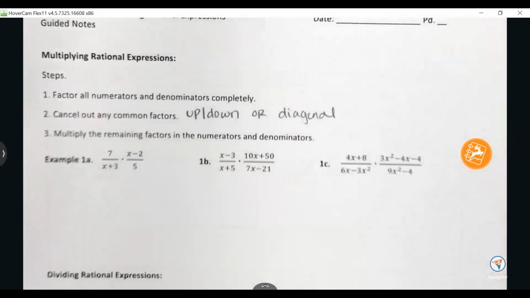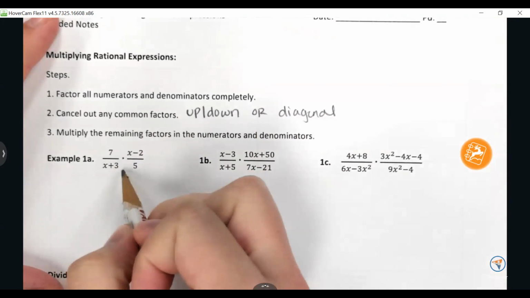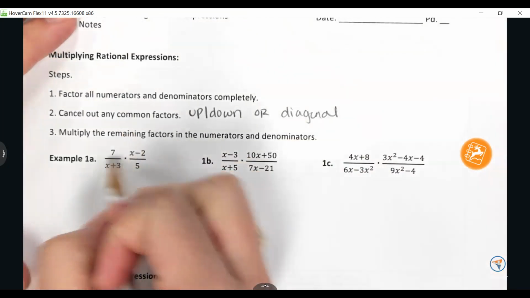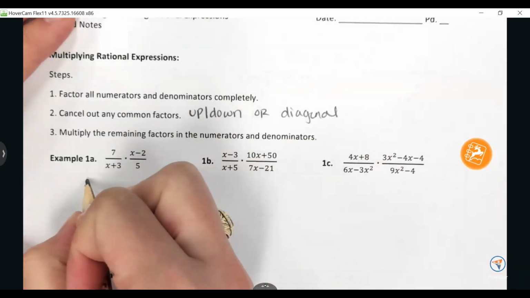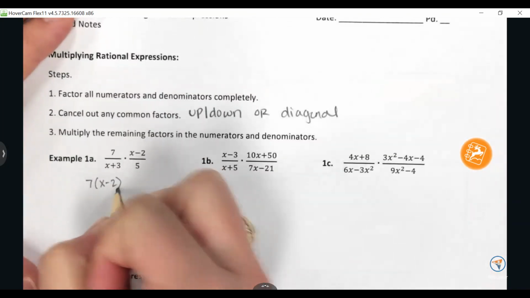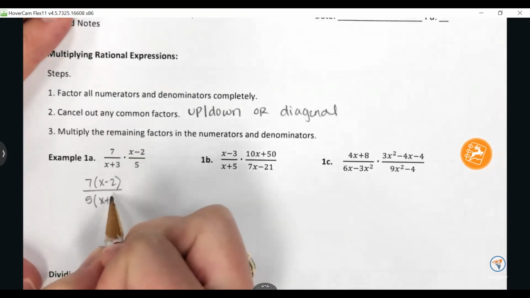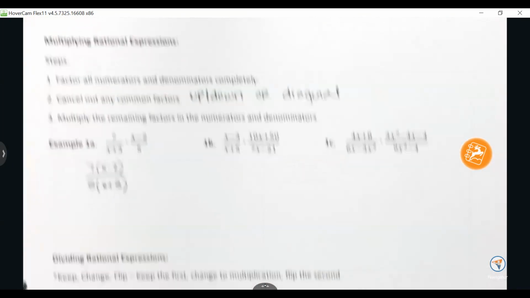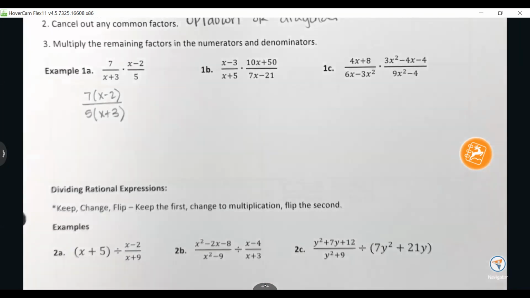So number 1A says 7 divided by X plus 3 times X minus 2 over 5. Is there anything to simplify? No. So then I can just multiply straight across. So what this really says is 7 times X minus 2 over 5 times X plus 3. I would allow you to leave it like this because it can't simplify anymore.